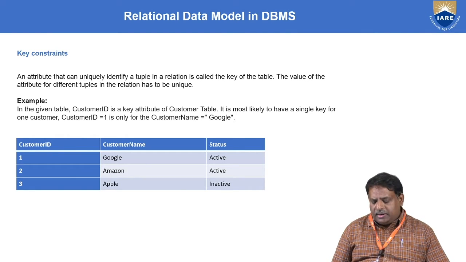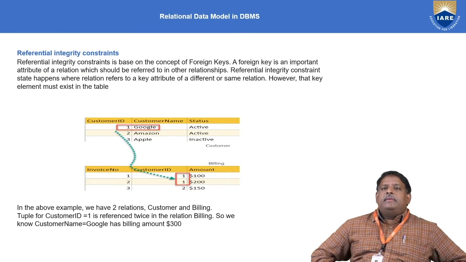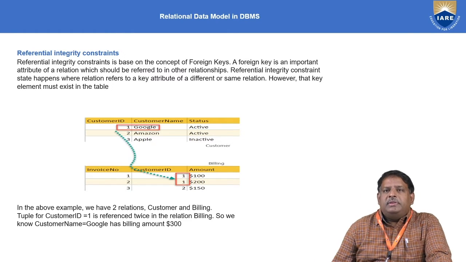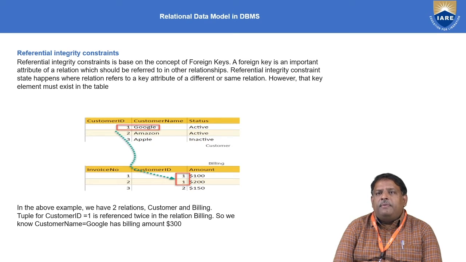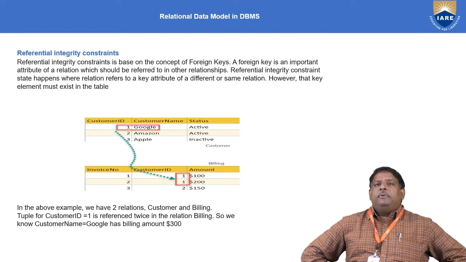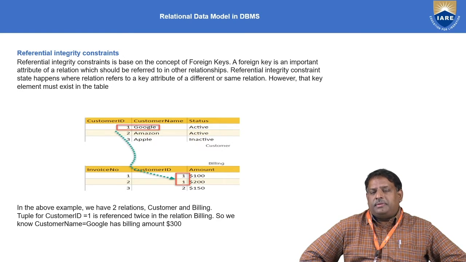Now let us see the third type, which is the referential integrity constraint. This is nothing but what deals with primary key and foreign key. So we'll see through an example. The referential integrity constraint is based upon the concept of foreign keys. A foreign key is an important attribute of a relation which should be referred to in other relations.